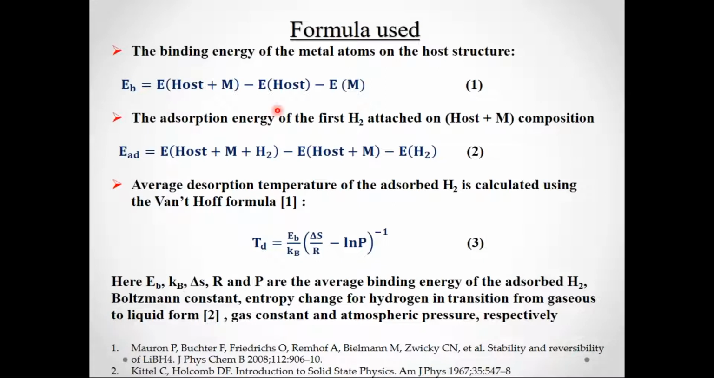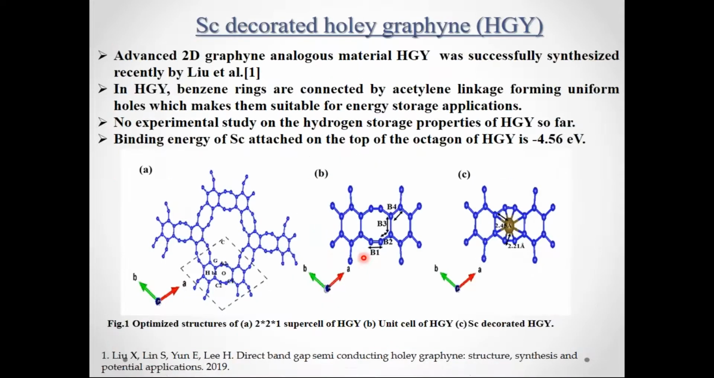These are the formulas for the calculation of the binding energy of the metal atom as well as the first hydrogen molecule. Then I have used the van 't Hoff formula to calculate the average desorption temperature of the adsorbed hydrogen molecules. Here TD is the average desorption temperature, Eb is the average binding energy of the adsorbed hydrogen molecules, and all other things are constants. kB is the Boltzmann constant, delta S is the entropy change for hydrogen going from liquid to gas phase, R is the universal gas constant, and P is the atmospheric pressure.